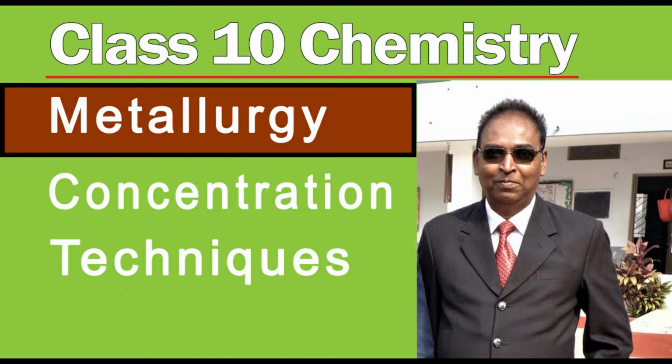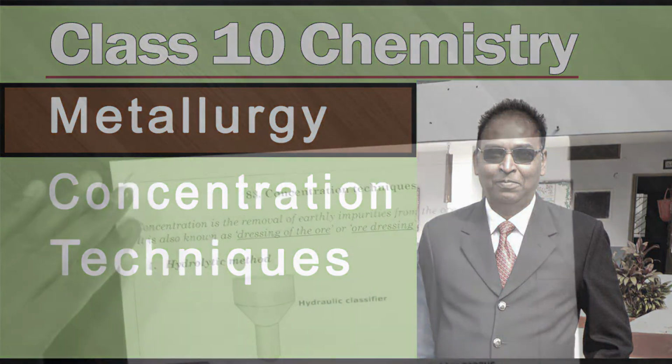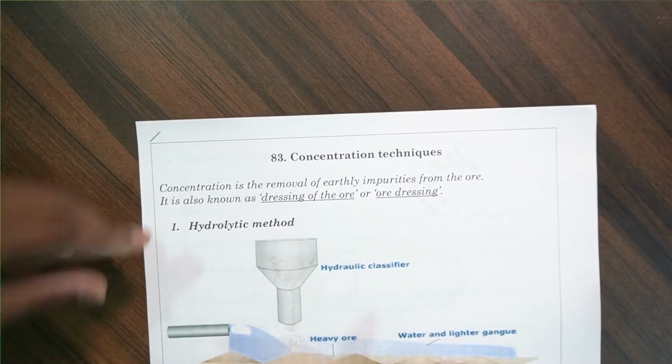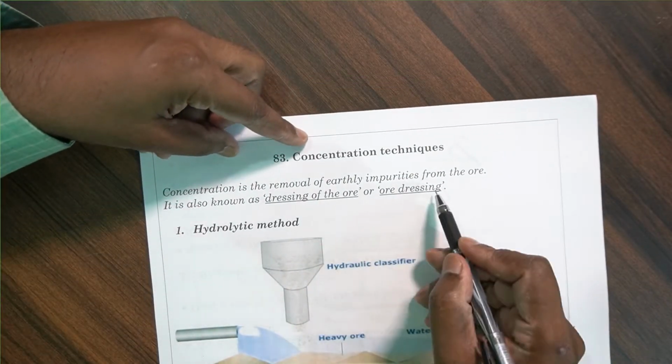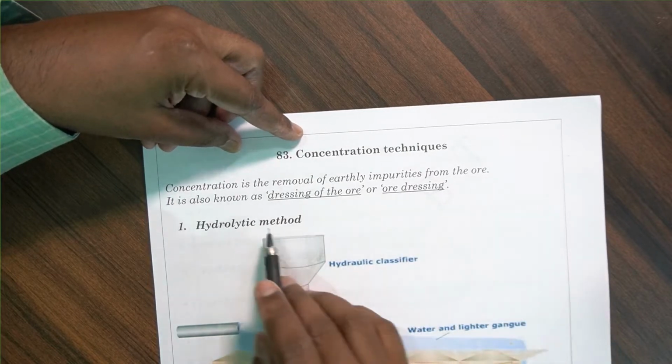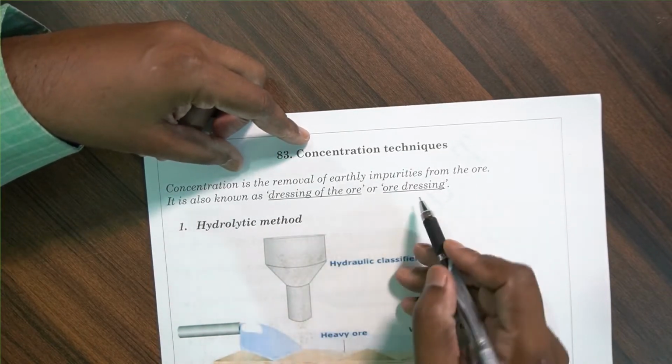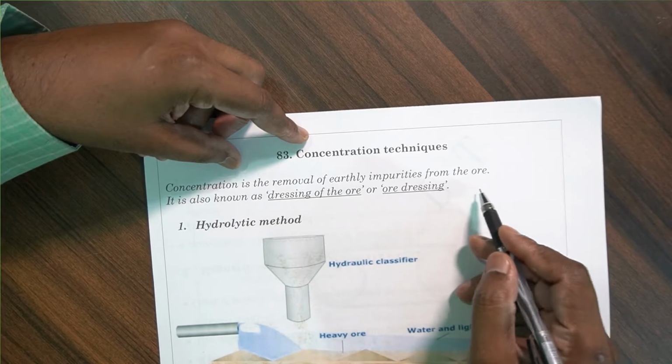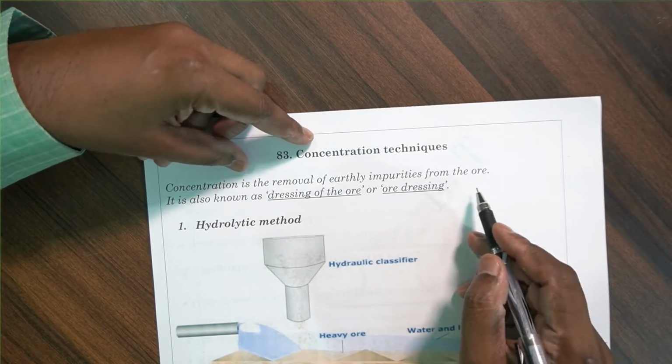So now we are going to deal with different techniques used in metallurgy. In this video I am discussing the steps or the techniques in concentration. So keep watching. Concentration techniques. We know concentration is the removal of earthly impurities from the ore. It is also known as dressing of the ore or ore dressing. So these are various terms used for removal of earthly impurities from the ore.